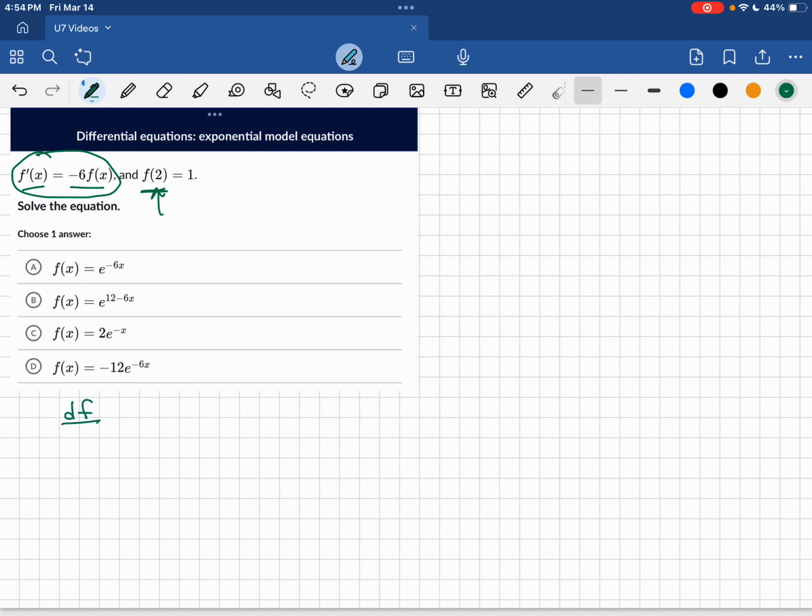I like writing in Leibniz notation. I've said this before. So I'm going to write df/dt instead of f prime. And on the other side, I'm going to have negative 6f. I don't need to write that (of x) part. All right, forget that. So let's multiply both sides by dx, and let's divide both sides by f. So now we have 1 over f df.